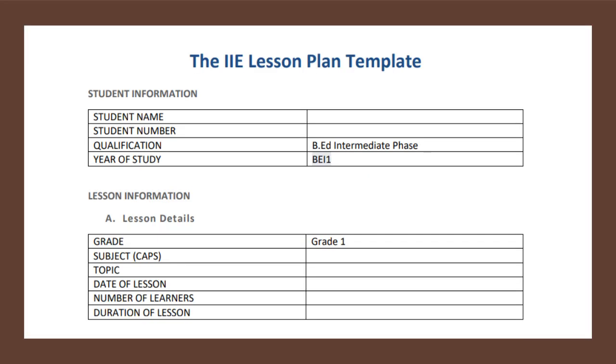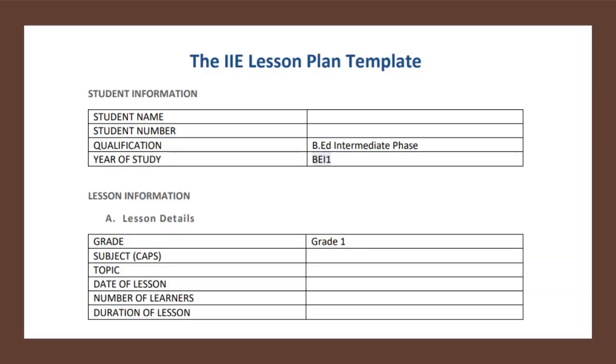Oh, what's happening now? Okay, so I don't know what's happened. Yeah, that thing doesn't want to copy. But this is what your template looks like. Ignore this, be it intermediate phase, whatever. This is just to show you.